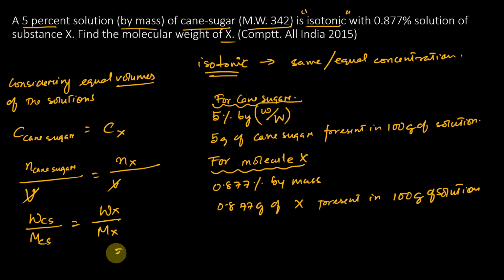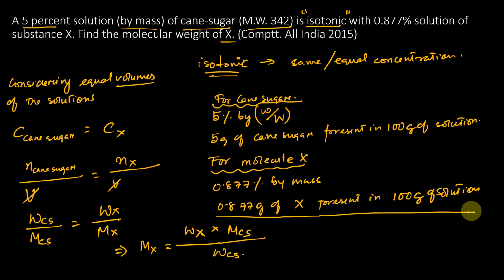So what we need to determine is we need to find only the molecular weight of X. So Mx is equal to क्या हो जाएगा, Wx into molar mass of CS divided by weight of CS, okay? What is X? This is not multiplication, this is X, okay? And this is multiplication. So if we solve this, अगर इसको solve कर देते हैं, then what will be the answer?